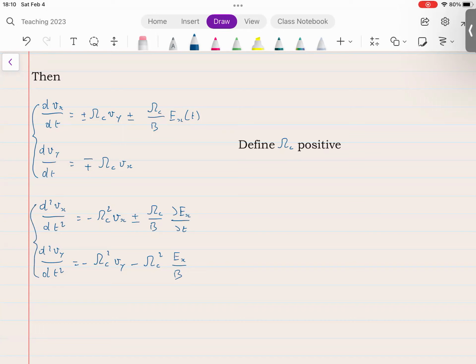Okay, so that's a good place to stop. We'll stop here and we will pick it up in the next lecture. Thank you for your attention.